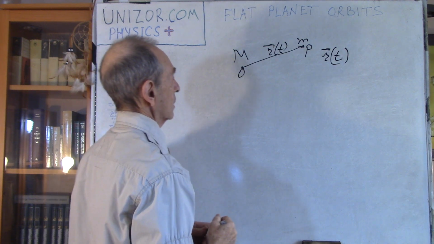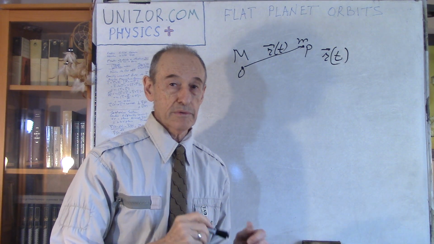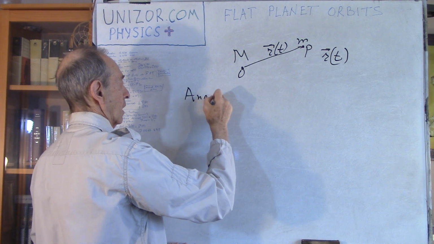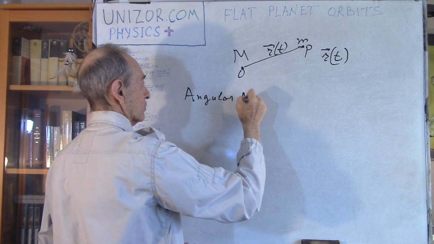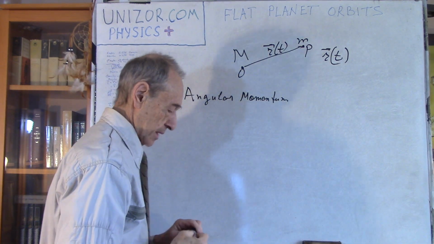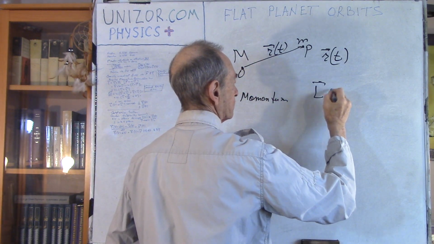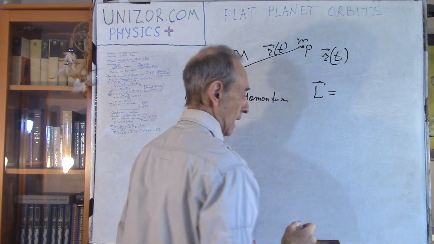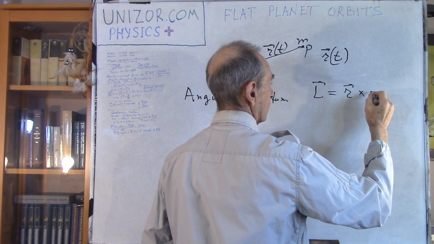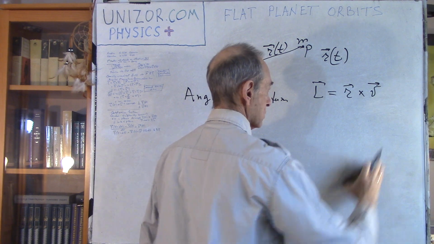Now, let me just again recall something which was in one of the previous lectures. It was about angular momentum. Now, what is angular momentum? Angular momentum is a vector, which is a vector product, cross product, of r and velocity. Not velocity, sorry.